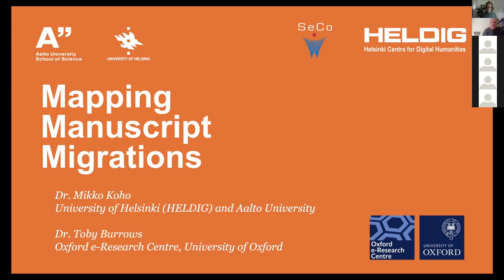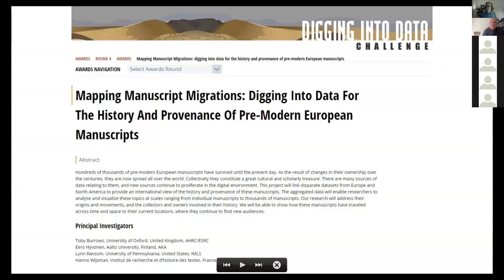Okay, thank you very much, Mikko. Can we move to the next slide, please? Good afternoon, everyone. I'm Toby Burrows. I'm a researcher at the University of Oxford in the Oxford Research Centre. And we're talking about the Mapping Manuscript Migrations project. This project was funded for 3 years from July 2017 by the Digging Into Data Challenge, organised by something called the Transatlantic Platform. And the project focused on linking data sets relating to the history and provenance of medieval and Renaissance manuscripts. And by provenance, what we mean is the ownership history of those manuscripts over the many centuries after they were produced up to the present day.